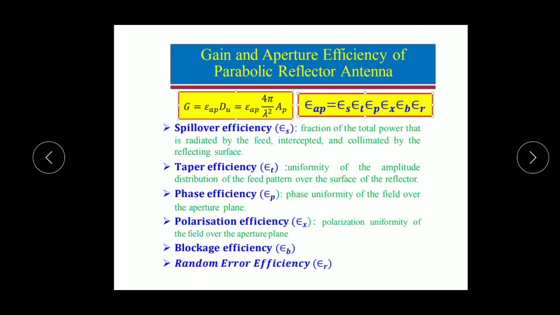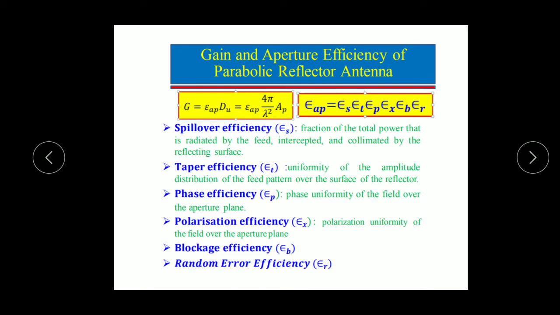Here the gain and directivity of the reflector antenna are given with the different efficiencies. G is the gain of the antenna, D is the directivity of the reflector, and this is the efficiency of the reflector antenna. The efficiency is a combination of the spillover efficiency. Basically, this is the fraction of the total power radiated by the feed that is intercepted and collimated by the reflector surface.